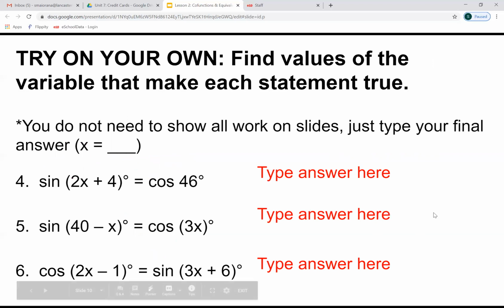So once again, you're going to have 3 examples to try on your own in your slide assignment. Again, you don't have to type out the entire algebra process, but I just need you to at least give me your final answer, x equals whatever.